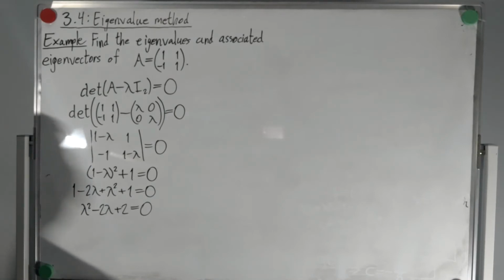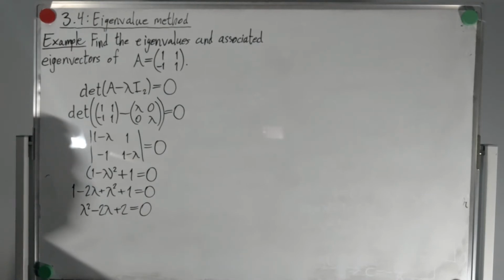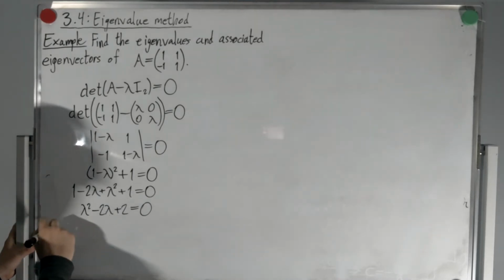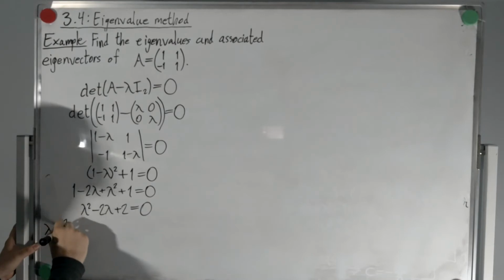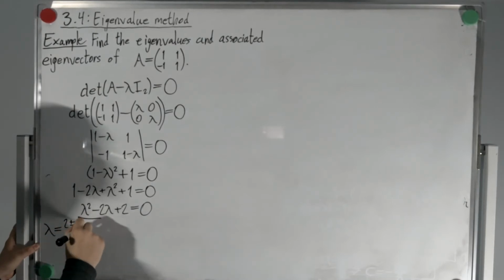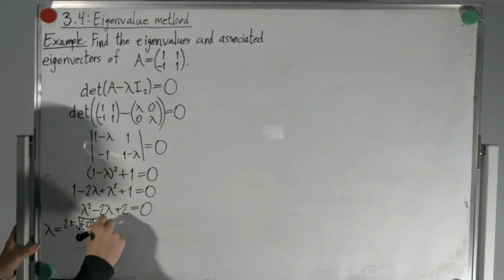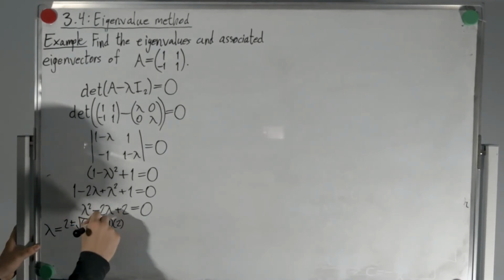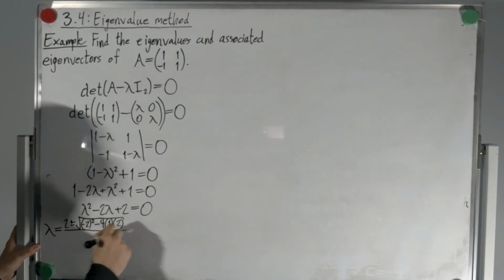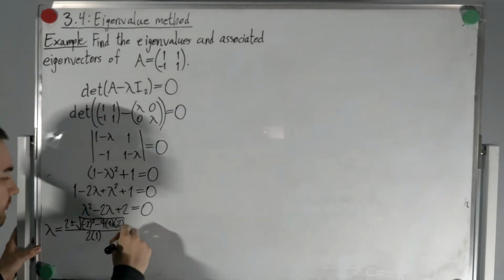Now, you might notice that this is not factorable. In fact, the discriminant is negative, so we're going to have non-real eigenvalues this time. And that is fine. So, negative b plus or minus the square root of b squared minus 4ac, divided by 2a, just using the quadratic formula, right?